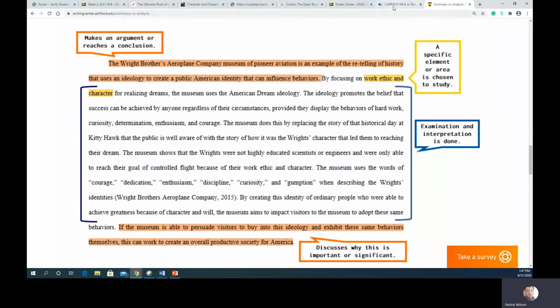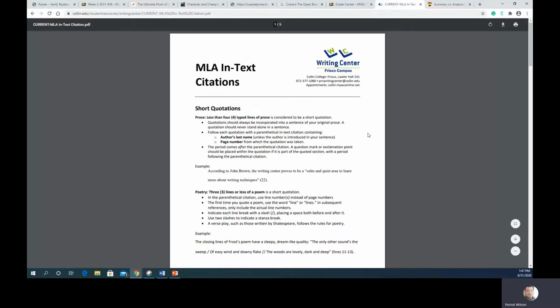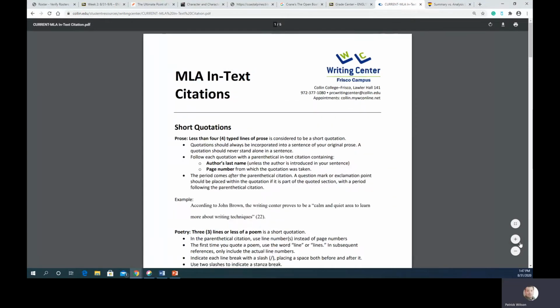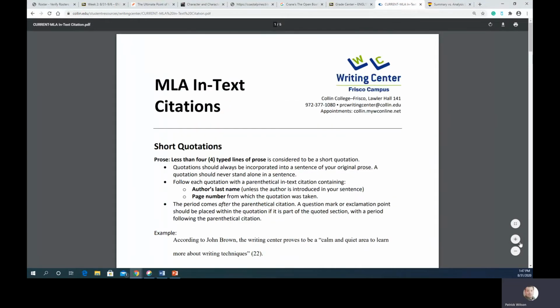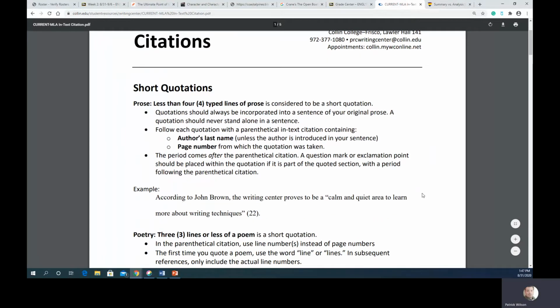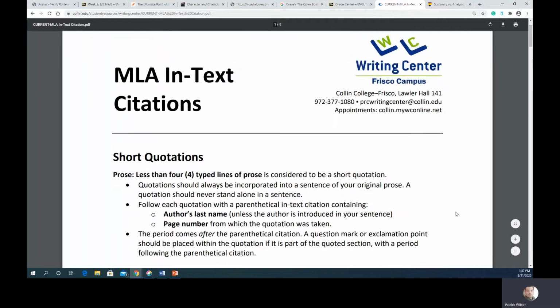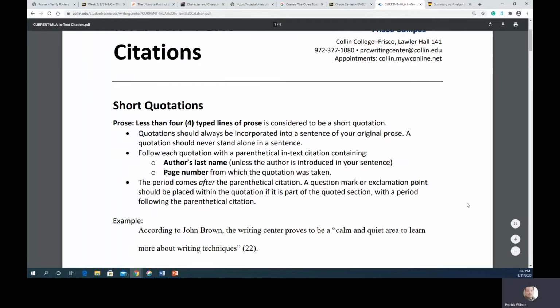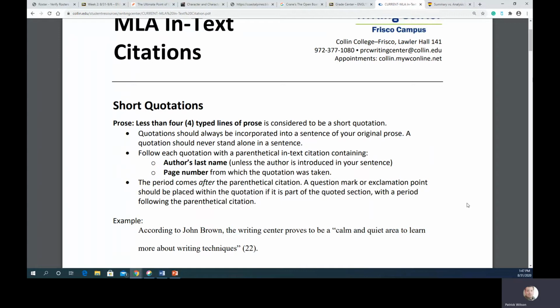Okay, so let's take a look at MLA's short quotations and the long quotations. Generally, prose writing, and prose writing is anything like short stories, novels, journals, other essays. Basically, it's sort of like everyday writing that you would see in newspapers. So when we talk about short fiction and short stories, we're basically talking about short prose writing.